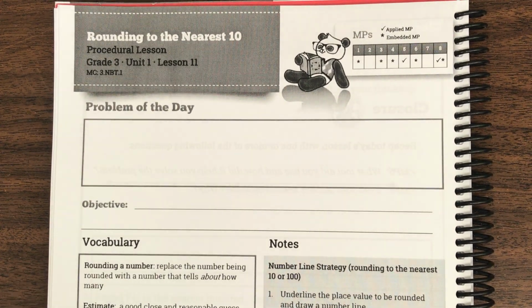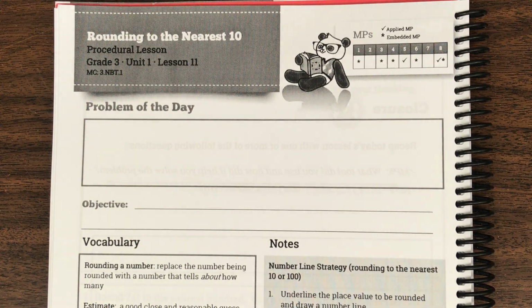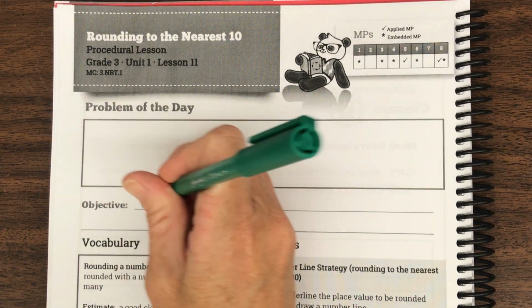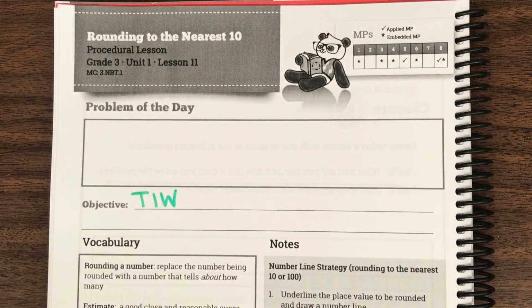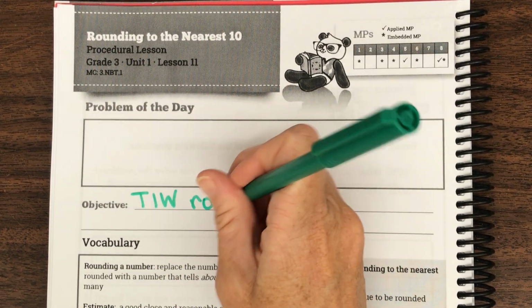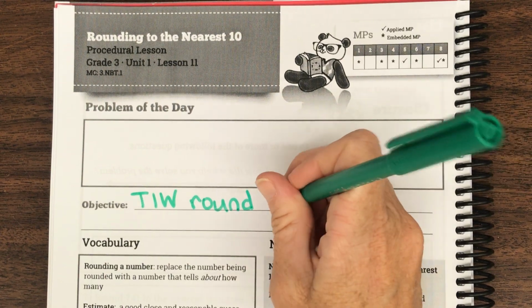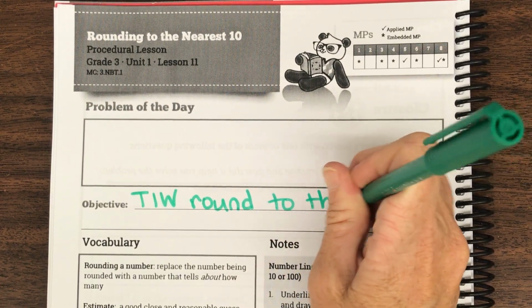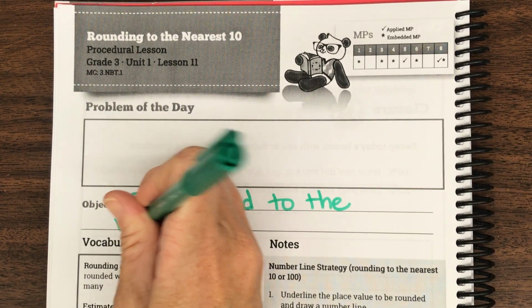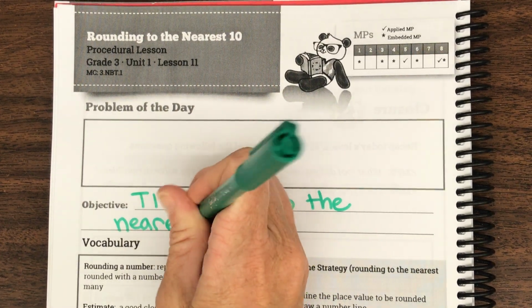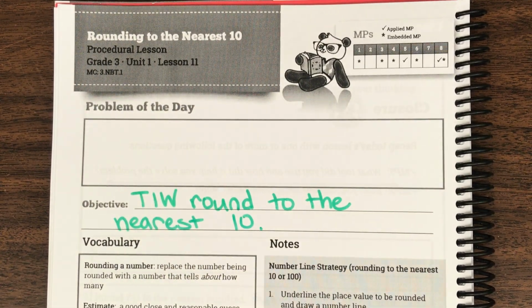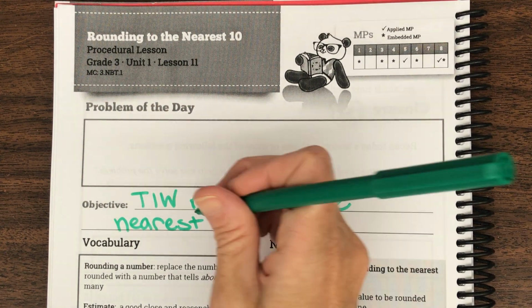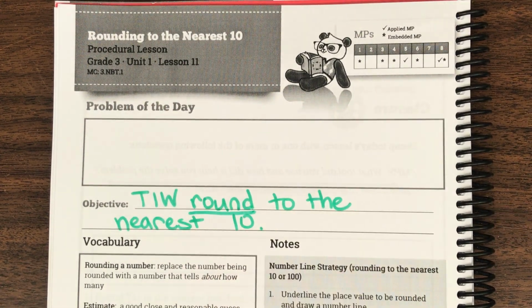Today we are on page 65 of your student journal, and our goal for today is, today I will round to the nearest 10. Okay, so our objective is today I will round to the nearest 10. And our main word today is round. So we'll talk about what rounding means.